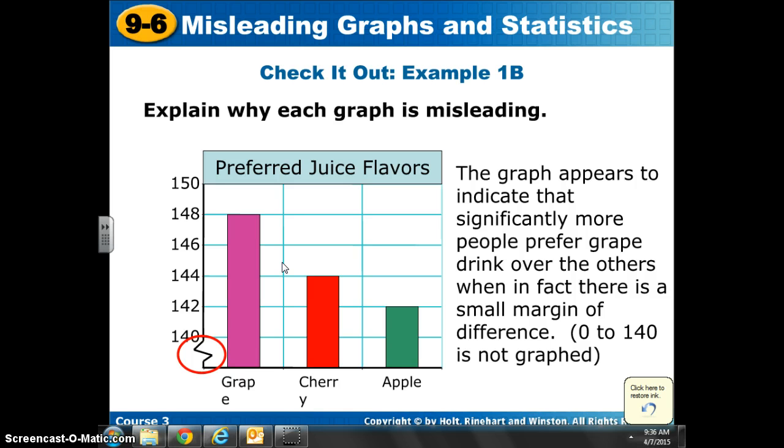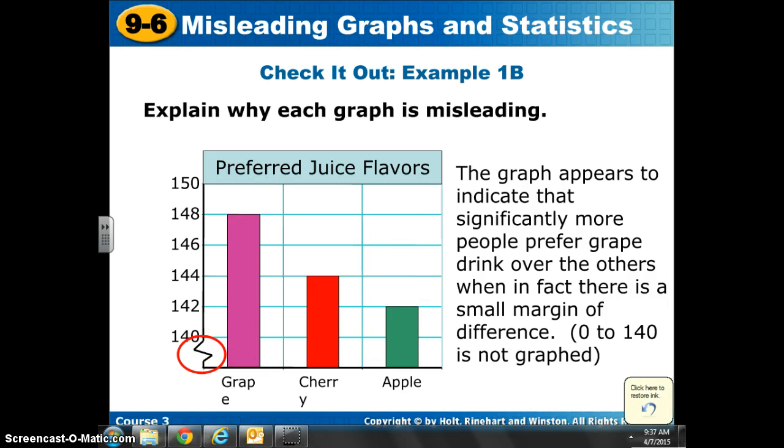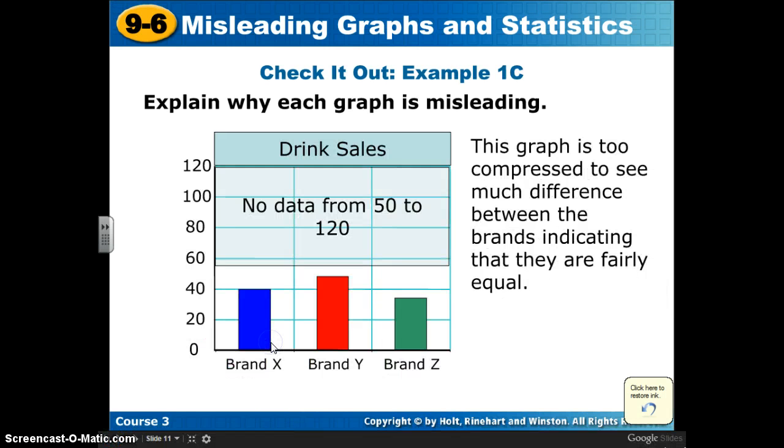Here we have another example of a breaker, preferred juice flavors. It looks like all of the juice flavors are pretty close in numbers, from 142 apple to 148 grape, a difference of only about 6, but yet it looks like over twice as many people prefer grape to apple when it really is a total of 4 people. Again, the breaker manipulates your thinking on what truly is the case with this graph.